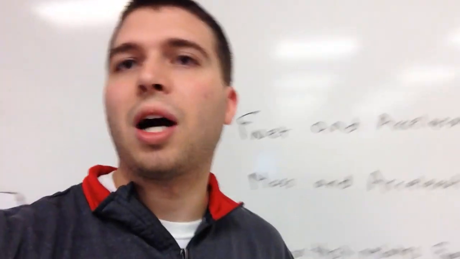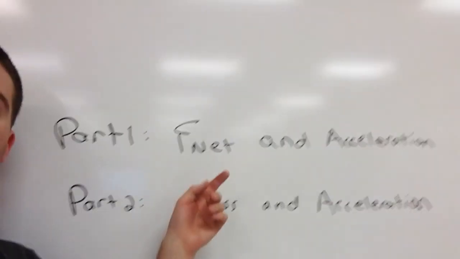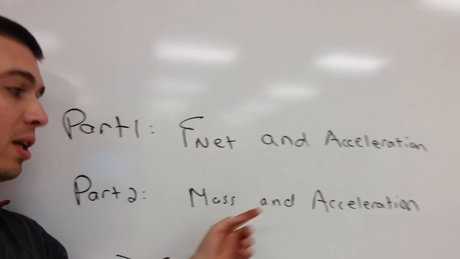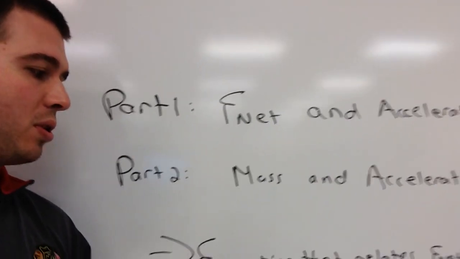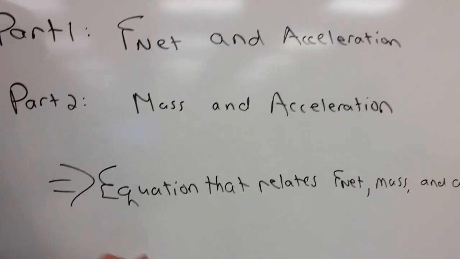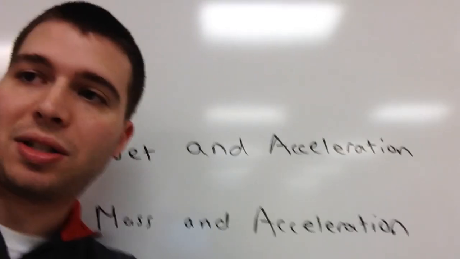So to summarize, as part of the lab, in part one, you're looking at the relationship between F net and acceleration. Second part, you're looking at mass and acceleration, the relationship between those two. And in all, you'll be able to come up with an equation that relates F net, mass, and acceleration. That's our goal for the Newton's second law lab.